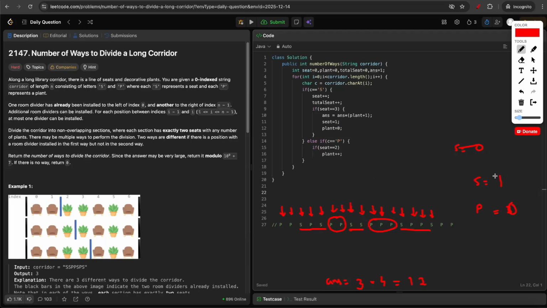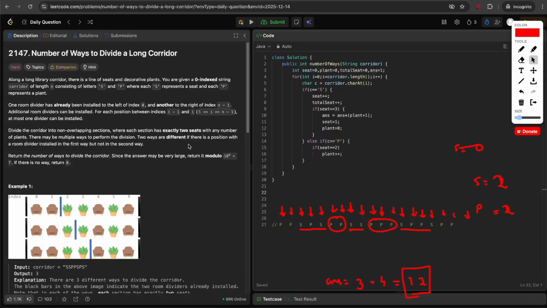And when you're at here, the seed count will be 2. After this, there is a P. So plant count will increase by 1. And then finally you have a P here. So plant count will be increased by 1. So it will be 2. After this, the string is completed and your total answer will be 12. And that's what you have to return.